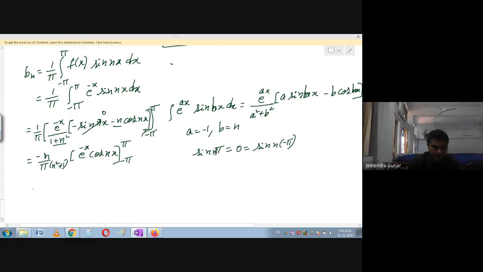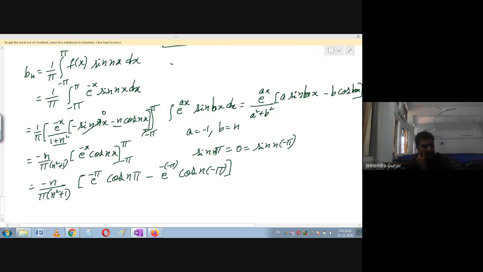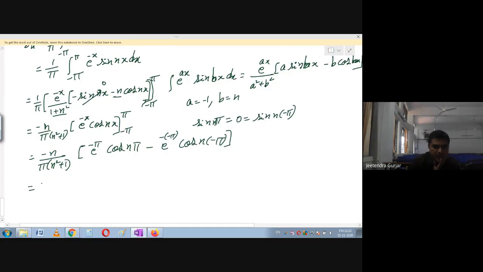This is equal to, I'll keep minus n upon pi n square plus 1 as it is. Substitute the value of pi. This is e raised to minus pi cos n pi, then minus e raised to minus of minus pi, this is cos n minus pi. So first I have substituted the pi value, then I have substituted the minus pi value. Further if you simplify, this is equal to minus n upon pi n square plus 1.